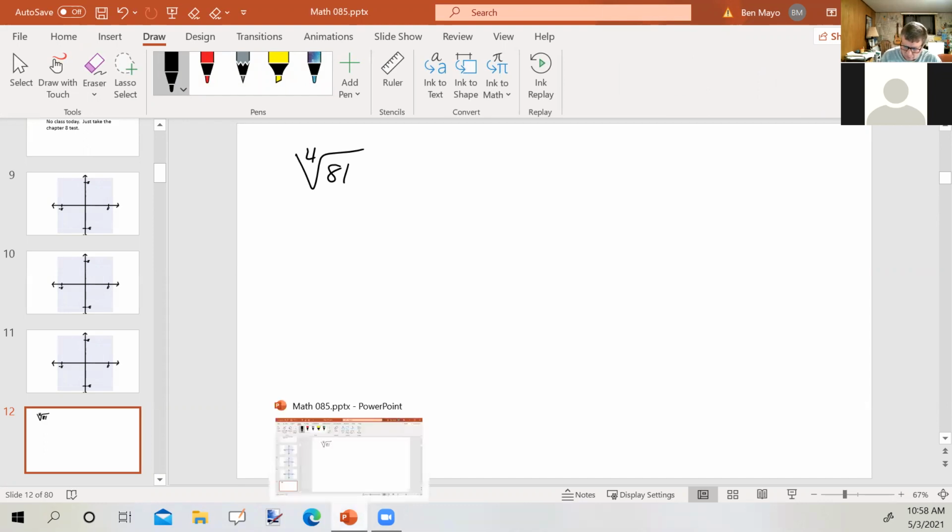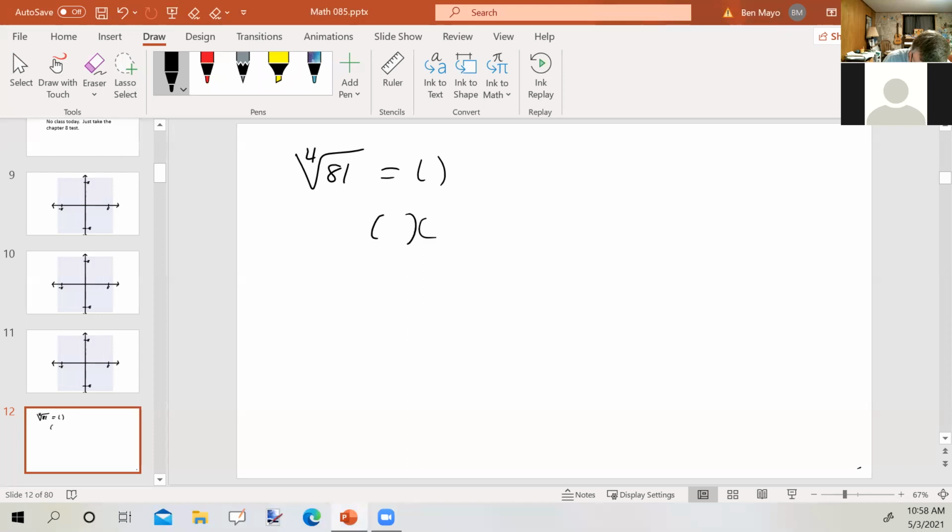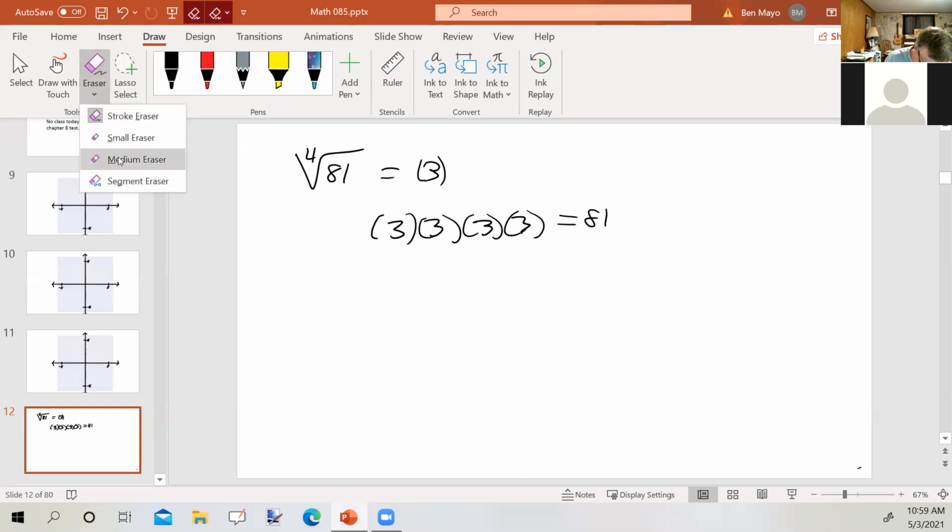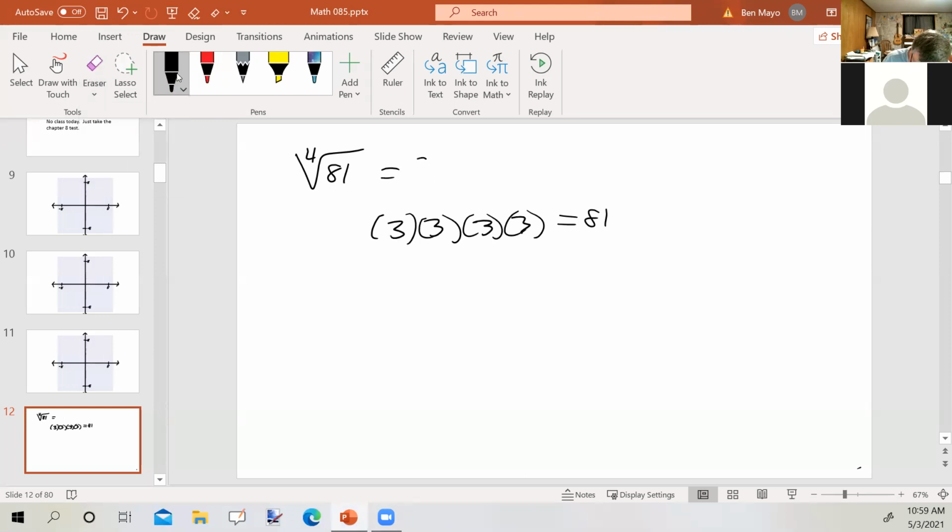I'm looking for a number who, when raised to the fourth power, is 81. So that times that times that times itself is 81. Well, 1 times 1 times 1 times 1 is 1, so it's got to be bigger than that. 2 times 2 is 4, times 2 is 8, times 2 is 16. It's got to be bigger than that. 3 times 3 is 9, times 3 is 27, times 3 is 81. Since 3 to the fourth power equals 81, the fourth root of 81 is 3. And I don't need the parentheses there. I was just putting that there to show that that's what goes below.